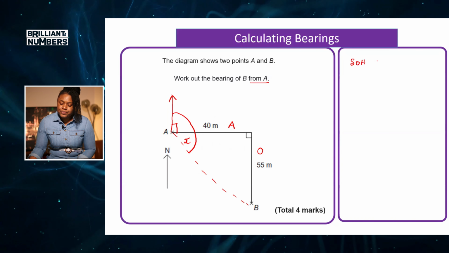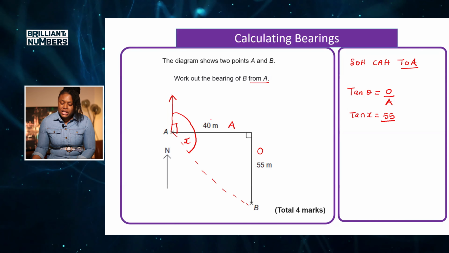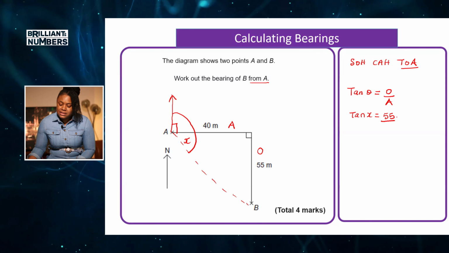So I'm going to substitute now. X is my angle, which I'm trying to find, I don't know. So tan X is equal to, the opposite side is 55 millimeters, and the adjacent side is 40. And remember, we have to use our inverse function when we're finding an unknown angle. So therefore, X is going to be equal to tan inverse of 55 divided by 40.